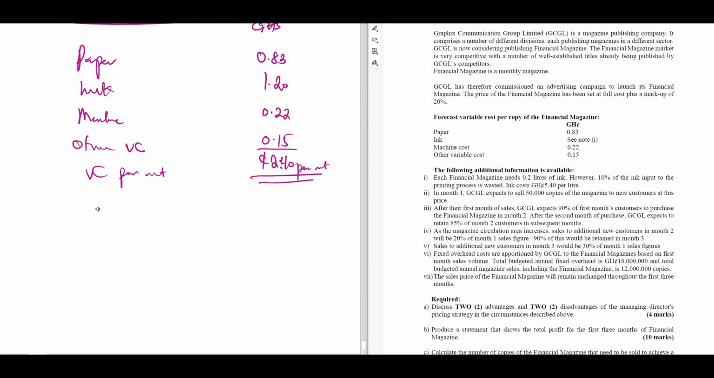So now that we have our total variable cost per unit, the question is, how then do we get the selling price? You know that they said they have a markup of 20%. So they said full cost plus a markup of 20%. That means we need fixed costs. Fixed overhead are apportioned based on first month sales volume. And the budgeted annual fixed overhead is 80 million.